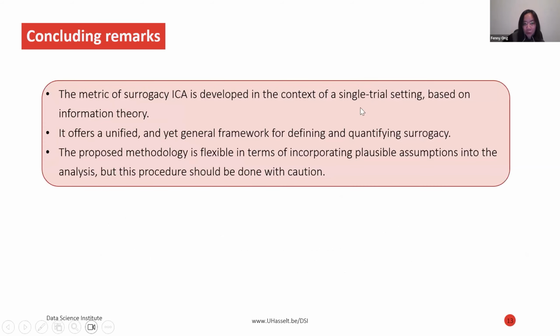So to conclude my presentation, our metric of surrogacy, ICA, is developed in the context of a single trial setting based on information theory, and we also used the causal inference model to estimate the metric. It offers a unified and yet general framework for defining and quantifying surrogacy. And the proposed methodology is flexible in terms of incorporating plausible assumptions into the analysis, but of course, this procedure should be done with caution.